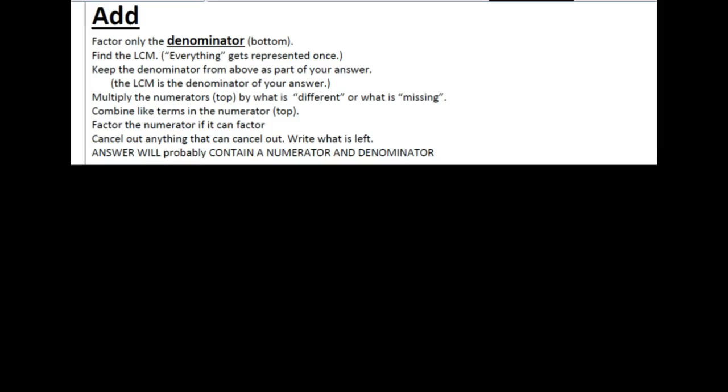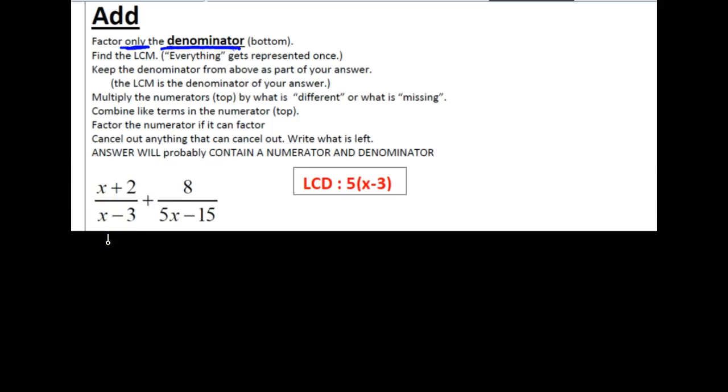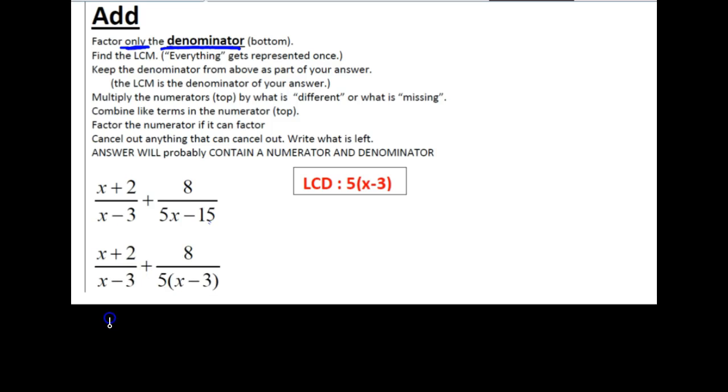So on adding, you can see there's more steps because adding's a little tougher, but we factor only the denominator. Again, this is the mistake some people made when we were on the adding problems. They continue to factor the numerator also, and then you can't combine like terms because you can't tell which is like terms when you have it factored out. So we factor only the denominator. So will this denominator right here factor? What divides 5 and 15? And so we factor out a 5.